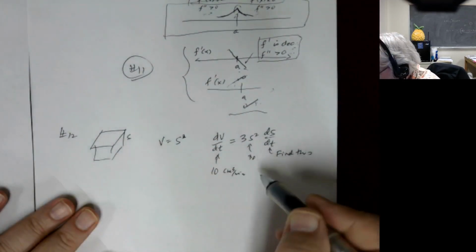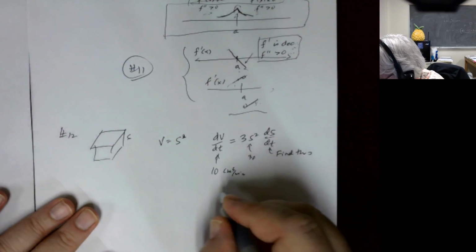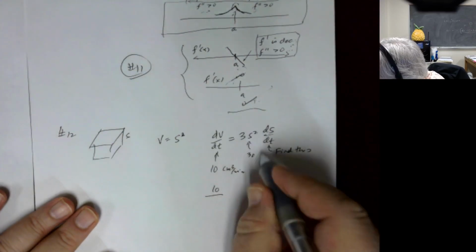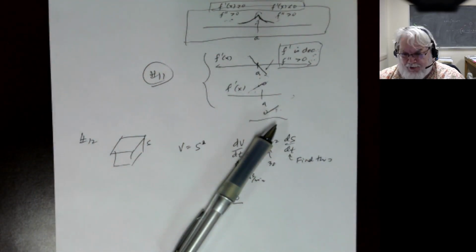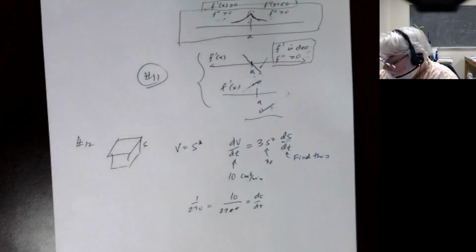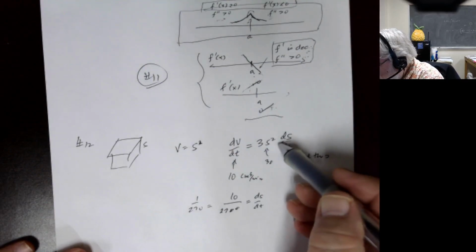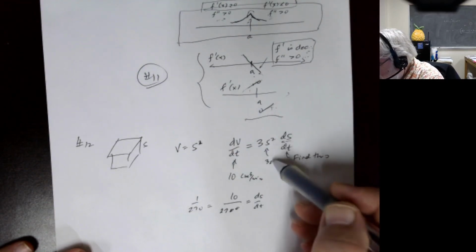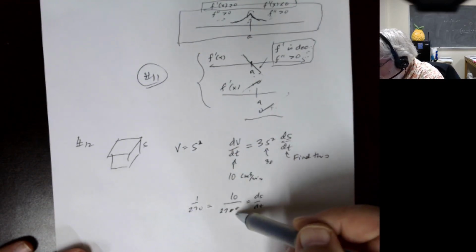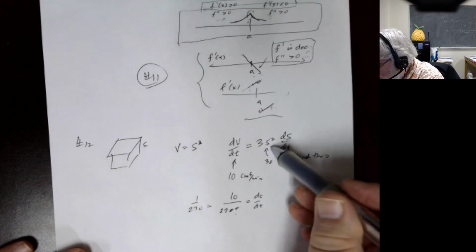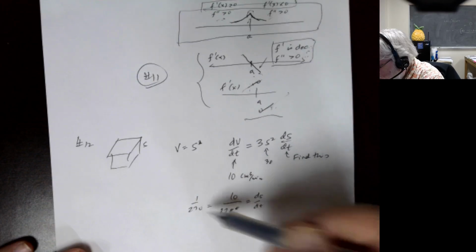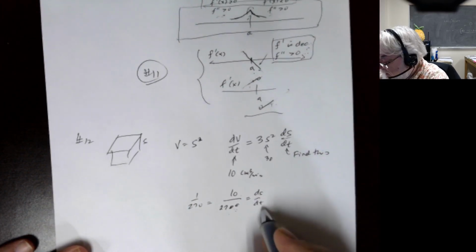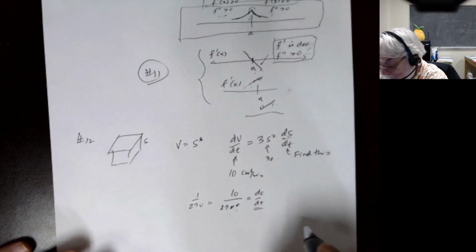Okay, so that'll be straightforward, right? Just plug everything in. So it's going to be 10 over, let me go ahead and compute that real quick. Okay, so 30 times 30 will give us our 2700 here, and then I divided that out. So our answer is going to be 10 over 2700, or 1 over 270. Okay, so that's going to be our ds over dt.